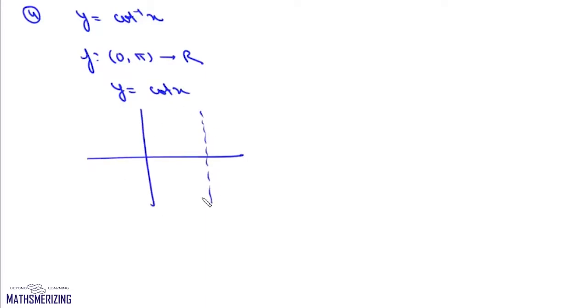Now we'll come to y equals cot inverse of x. Now for cot inverse, we'll define cot x from 0 to pi. Range is R. This is y equals cot x. This is 0, pi by 2 and pi. And that's the graph of cot x. Now we'll define cot inverse. And it'll be defined from R to 0 to pi. And it'll be y equals cot inverse of x.